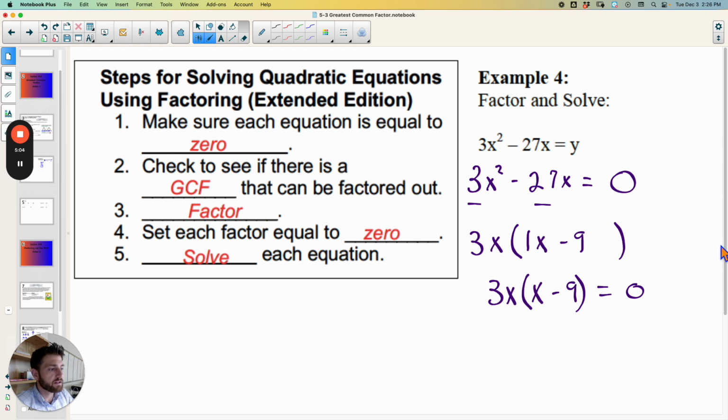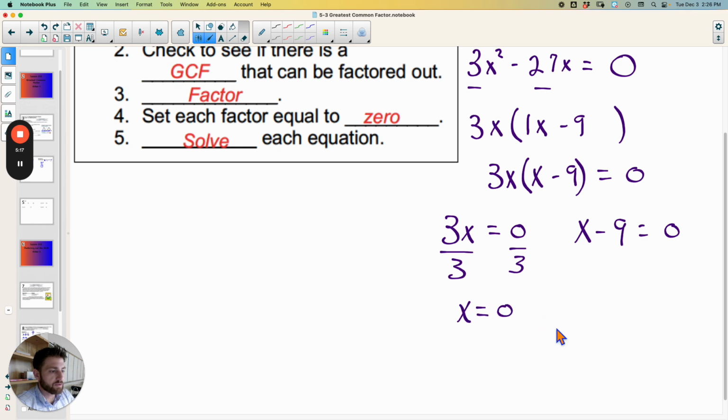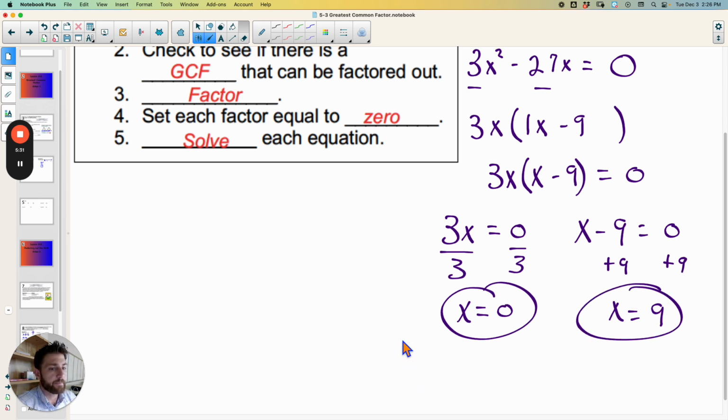Okay, so that is going to be 3x equals 0, and x minus 9 is equal to 0. And here I can divide by 3. So 0 divided by 3 is 0, and here I can add 9 to both sides, so I get x is equal to 9. So my two zeros, or my two solutions, are x equals 0 and x is equal to 9. All right, you have a couple U-tries that you can attempt, and other than that, I will see you in the next video.